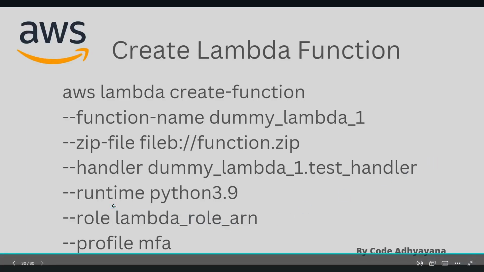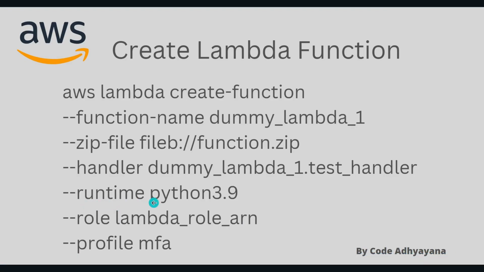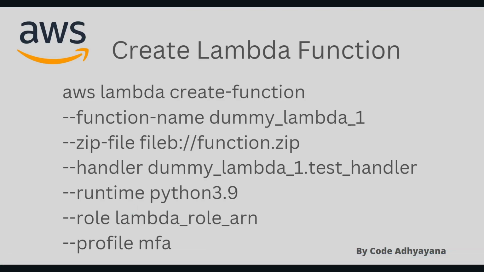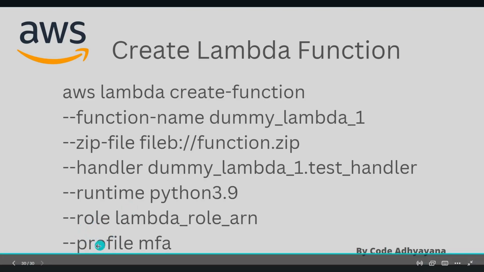Now let's look into a few more arguments, like runtime, where we need to mention which programming language you are going to use and which version. For this demo, I am using Python 3.9. You can use Node or any other programming language supported in Lambda. Then we have role, where we need to provide the Lambda role ARN. We have already covered this part, where we created one Lambda role. If you don't know, you can refer to that video. I will share it in the description. And the last part is providing the profile information, meaning we need to execute this command using this particular profile.